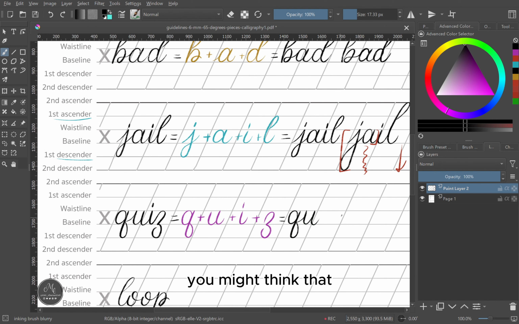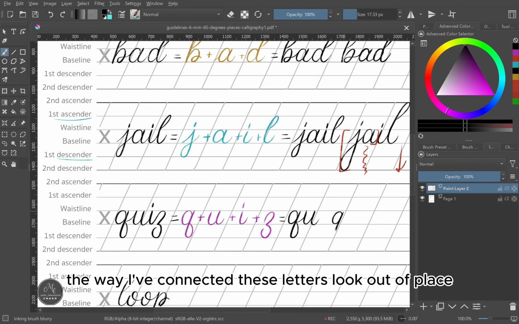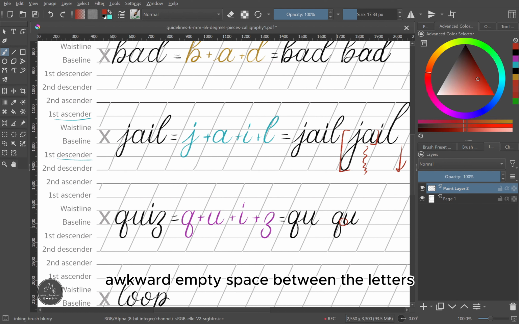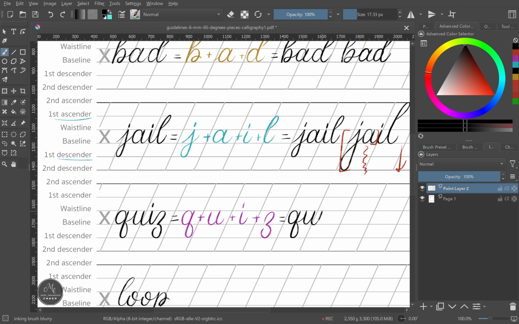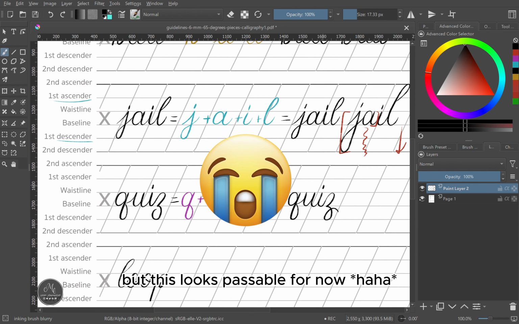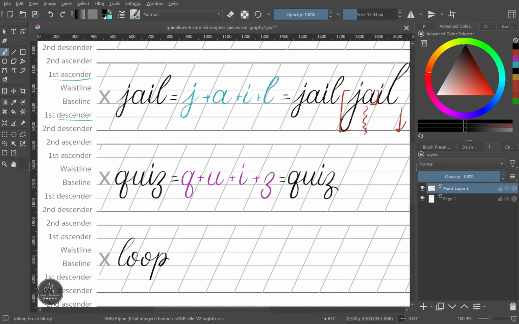You might think that the way I've connected these letters looks out of place. However, if you don't connect them at all, there is this awkward empty space between the letters and it doesn't look nice. There are several ways to connect letters with each other, but this is my personal style of doing so. If I'm being completely honest, I struggle with connecting Z to other letters because it's a letter I seldom use. But this looks possible for now. We have two more words, so stay with me.